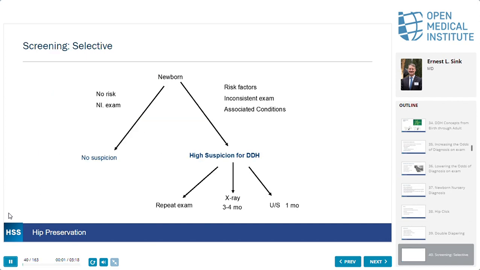So sort of here is the newborn, no risk factors, normal exam, no suspicion. Usually nothing's done or a general screening is done. But if they have risk factors, inconsistent exam and associated conditions, you have a high suspicion for DDH. So of those with general screening in this room, how many do it at birth? Like in the hospital?